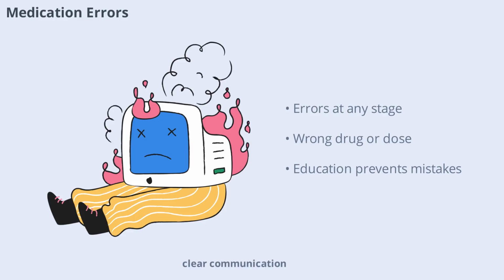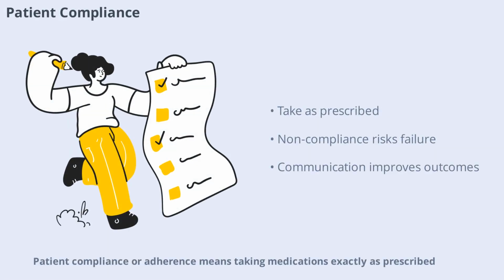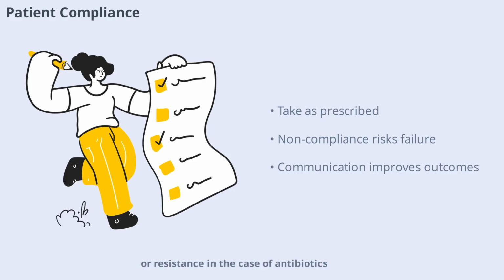Double-checking prescriptions, clear communication, and patient education are vital to prevent errors and ensure safety. Patient compliance or adherence means taking medications exactly as prescribed. Noncompliance can lead to treatment failure, worsening of disease, or resistance in the case of antibiotics. Encouraging open communication and addressing barriers helps improve compliance and treatment outcomes.